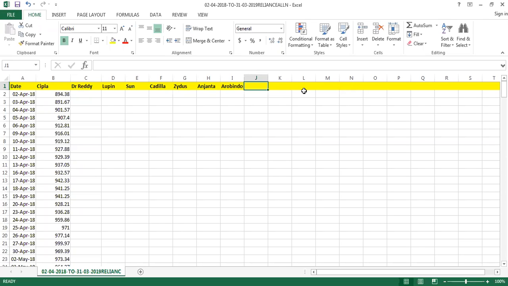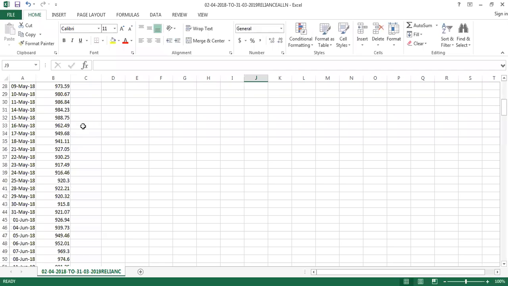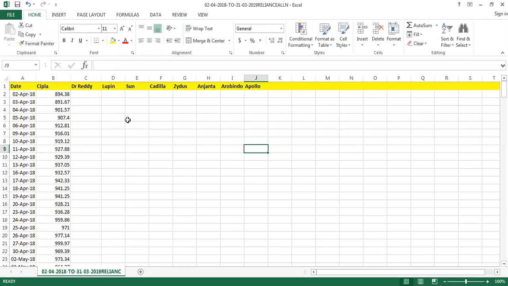Then you have Apollo. So there are so many companies that are there. You have to download all the data of all these companies for 2 years. Get this data, and then I'll tell you what has to be done. Clear? Will you do this part?